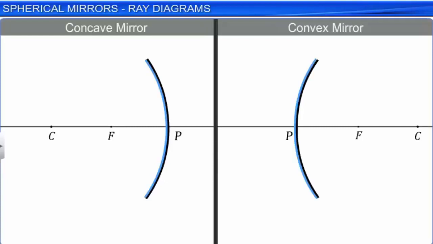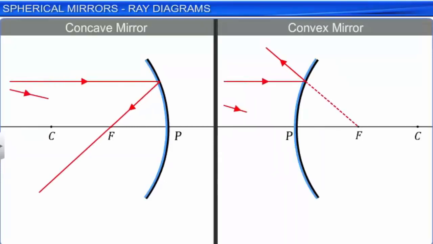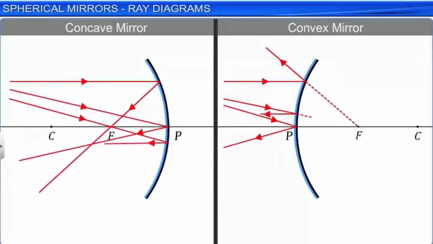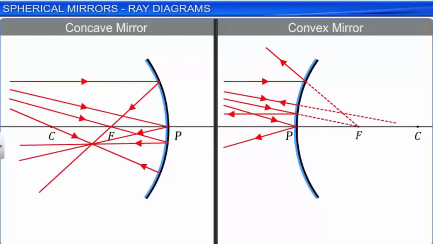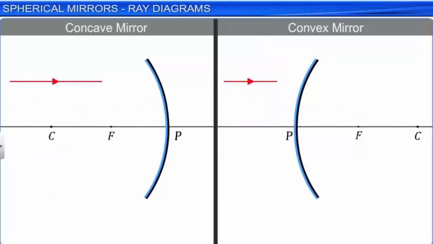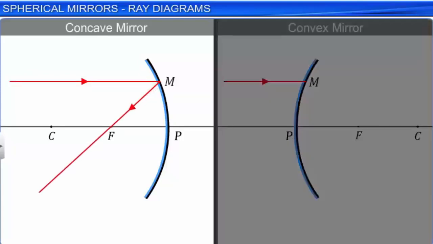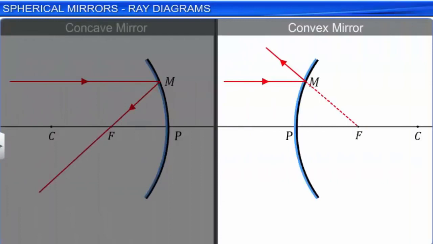The following 4 rays from the source are easy to trace and help locate the images formed by a spherical mirror. 1. If the incident ray is parallel to the principal axis, then, after reflection, it passes through the principal focus in the case of a concave mirror, and appears to diverge from the principal focus in the case of a convex mirror.